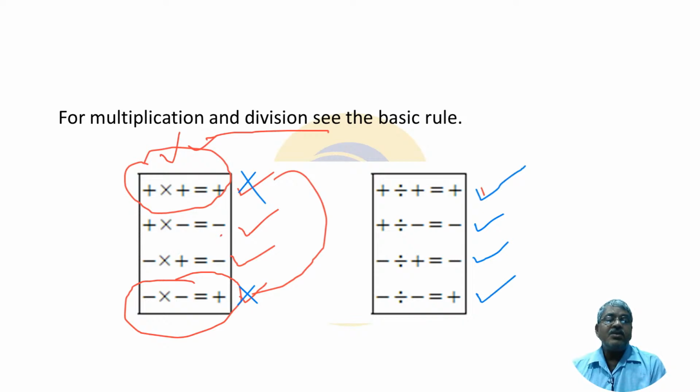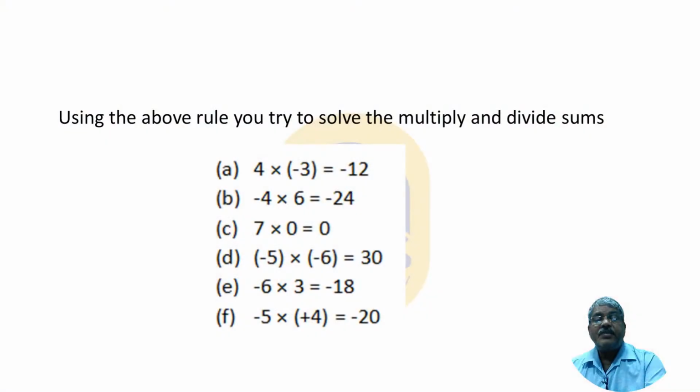In this way, first you solve the sign, you multiply the sign or divide the sign. After that, you do the calculation, either division or multiplication. Now I am giving some examples. Now you see the examples.